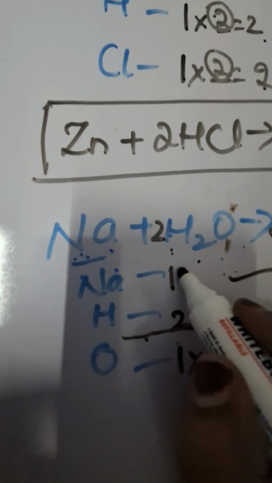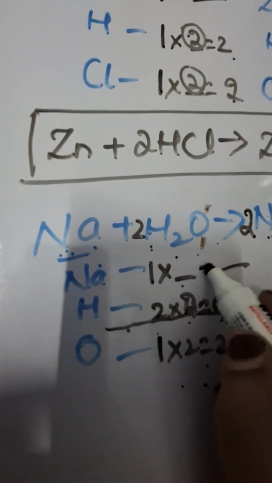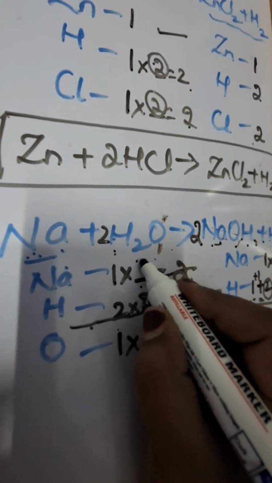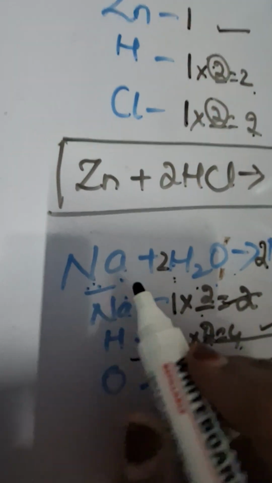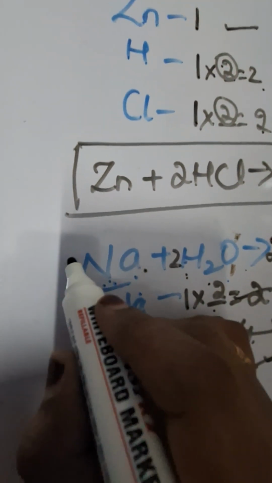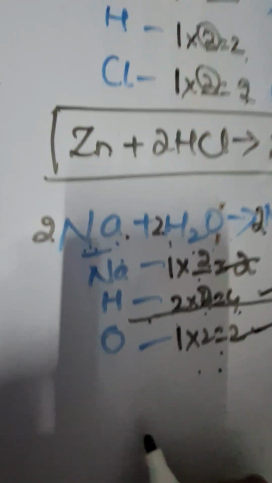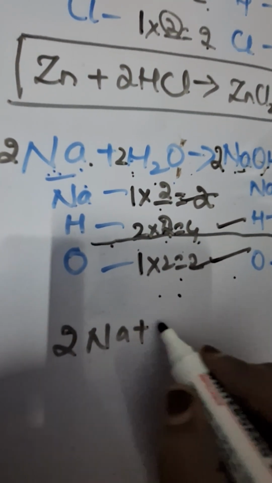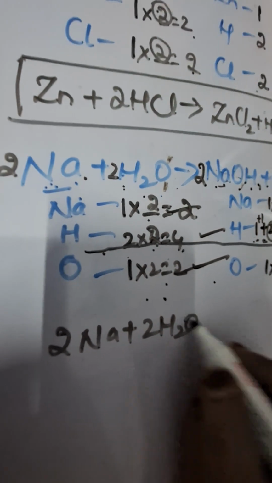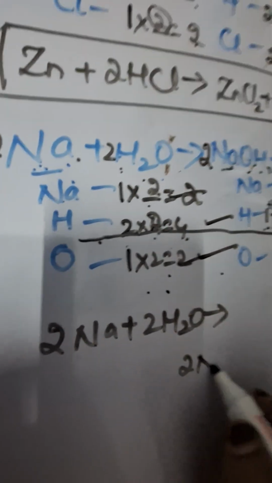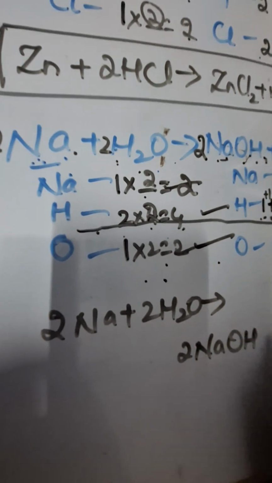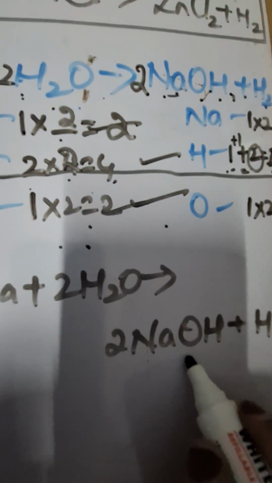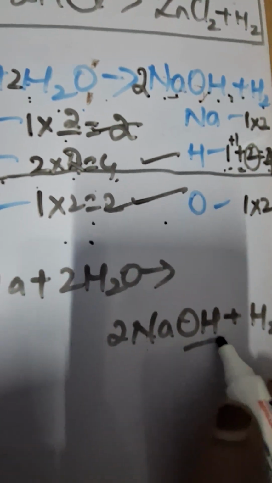What to do now? 1 multiplied with dash, we get the product as 2. So we all know it's 2. Now where to add this 2? Here? No, we can add it here. Right? So we have now final equation 2Na plus 2H2O will give you 2NaOH plus H2. See here, some students will think that hydroxide is one element.